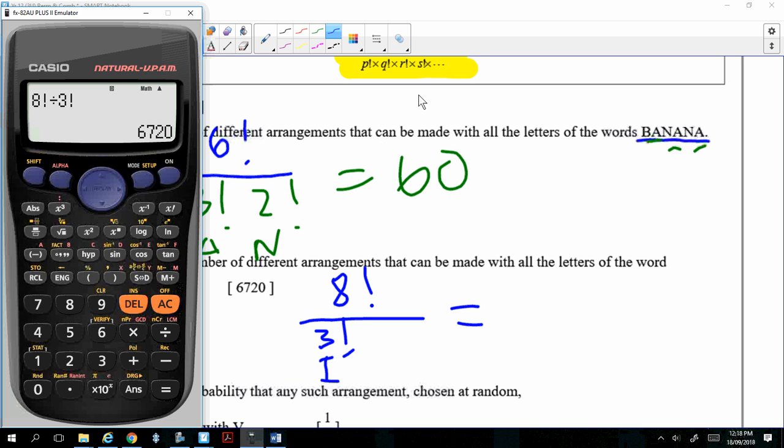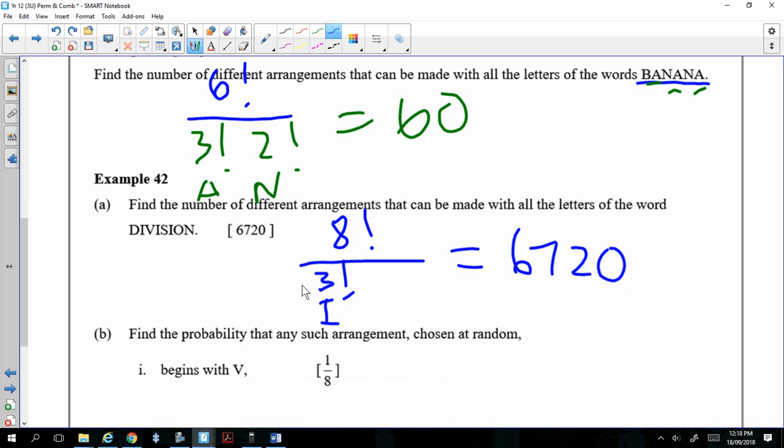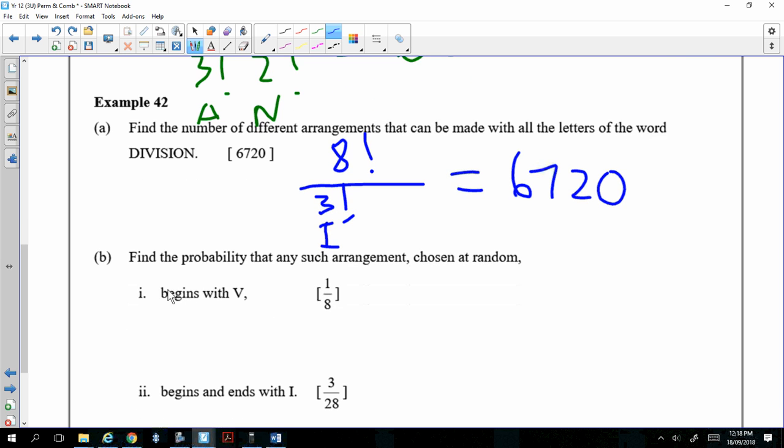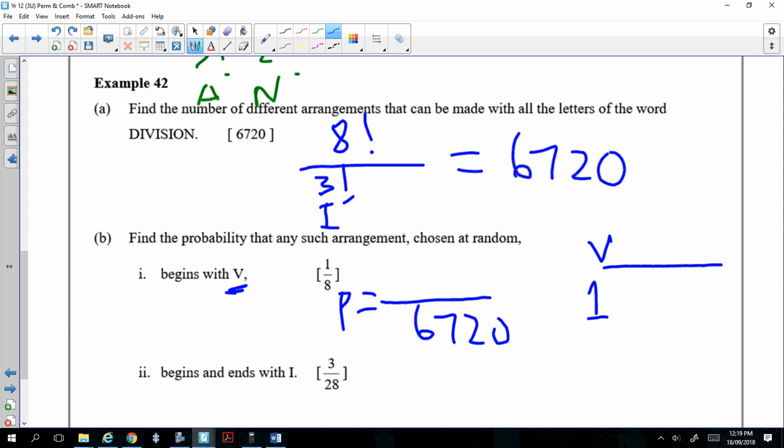After we get the total number of ways, we can ask some probability question. Find the probability that any such arrangement chosen at random, that the word begins with the letter V. Okay, so we do the total number of ways, probability, and find how many ways begin with V. If it begins with V, it must start with V. There's only 1 way. So how many letters left? There's 7 letters. So you go 7 factorial divided by 3 factorial, because there's 3 I's. Okay, have a try. So you should get the answer 1A.